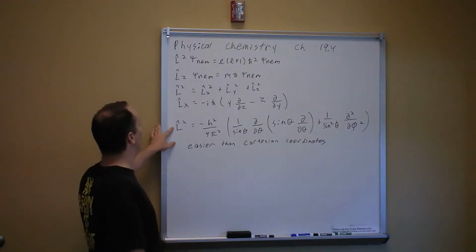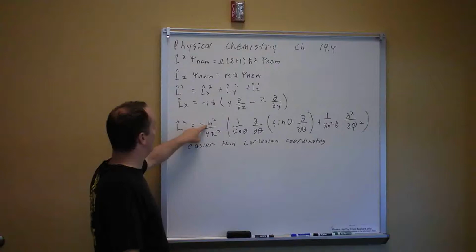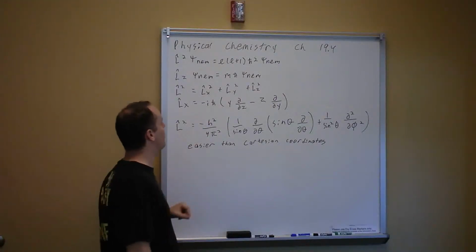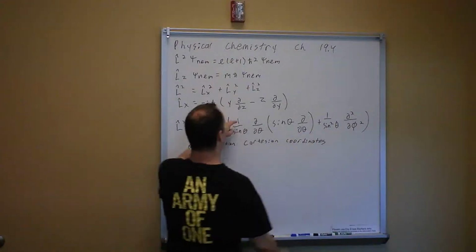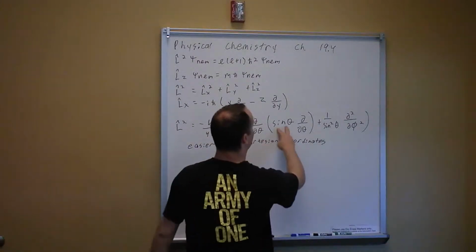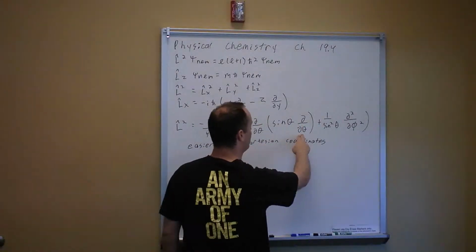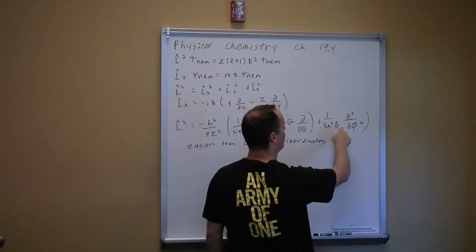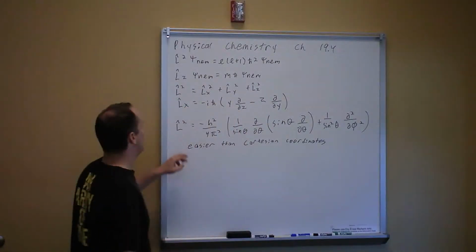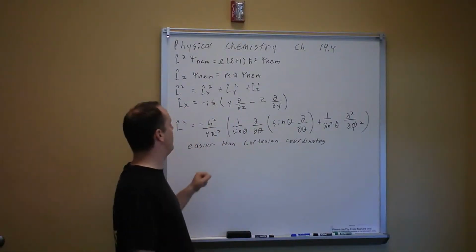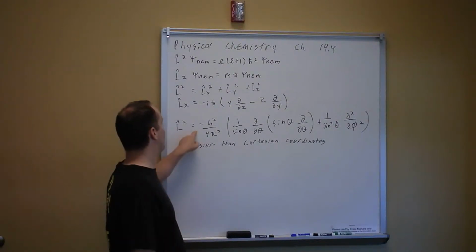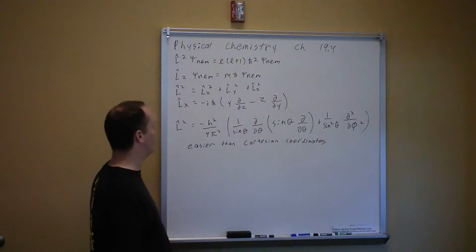Now for L hat squared, notice we replaced h bar with h over 2 pi. So we have minus h squared over 4 pi squared times this entire thing: 1 over sine theta times the derivative with respect to theta of sine theta times the derivative with respect to theta, plus 1 over sine squared theta times the second derivative with respect to phi. Because this is in spherical coordinates, obviously, since we're talking about angular momentum, it's an easier form than the Cartesian equivalent.